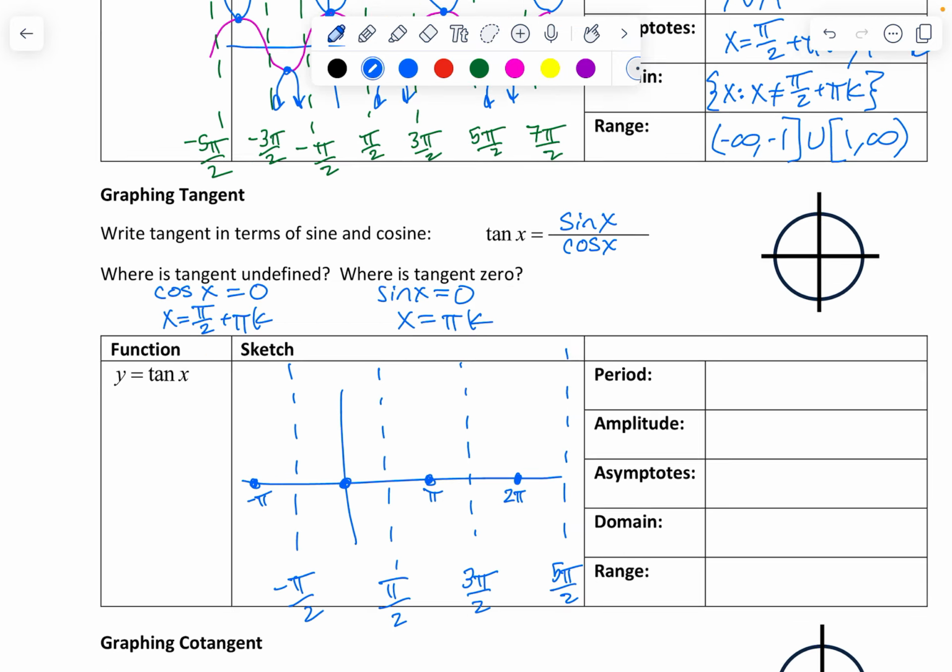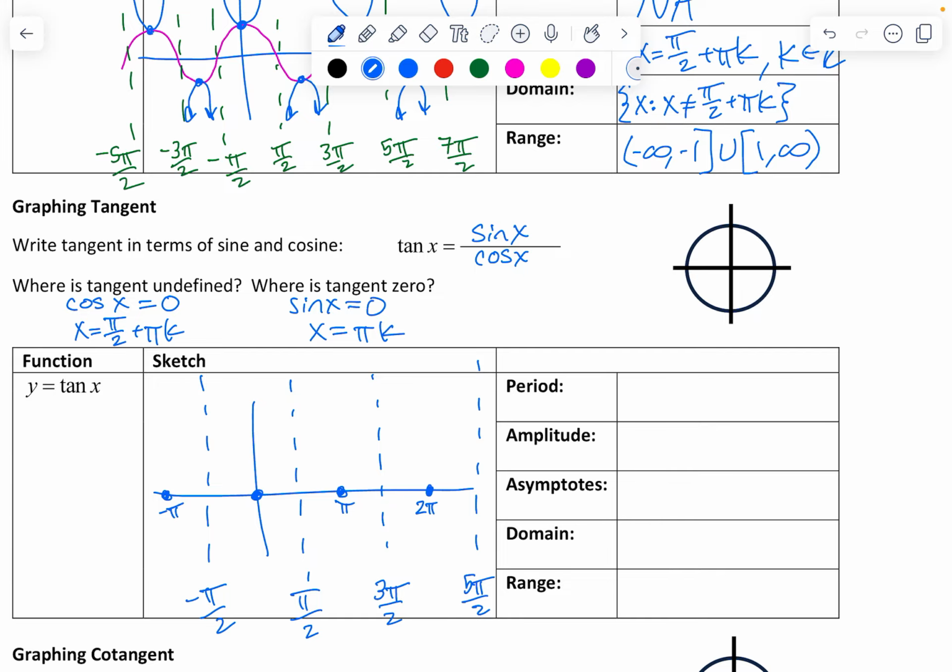Okay, so then what I want us to do is look at this unit circle. Up here in our unit circle, tangent will be positive in quadrants 1 and 3, and tangent will be negative in quadrants 2 and 4. Okay, this is quadrant 1, this is quadrant 3. Keep in mind this is going from 0 to pi over 2, and then here's from pi to 3 pi over 2.